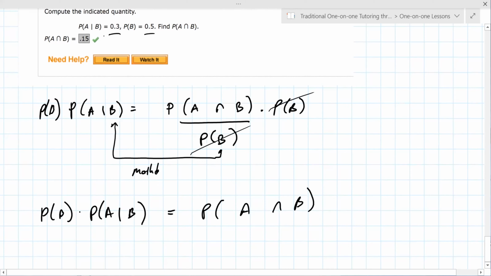So you're given these two numbers. This is 0.5. This is 0.3. And that's how you get the number. And is that conditional probability? Yes, the one on the left here is conditional. Perfect.